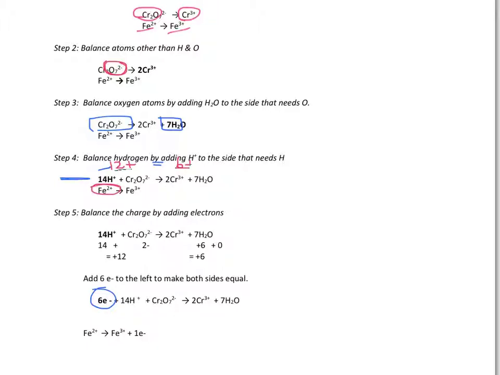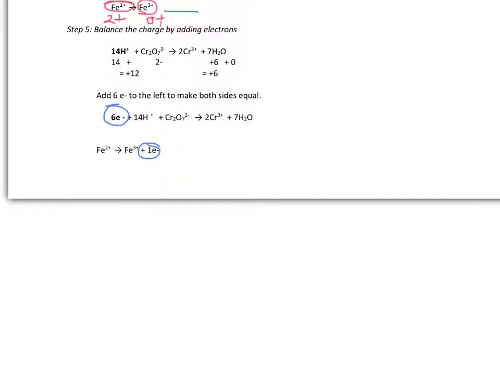The overall charge here on the reactant side is 2 positive. The overall charge on the product side is 3 positive. We'll add electrons to the side with the larger number. How many do we need to add to 3 to get 2? We need to add 1. We've added the electrons, so we have our 2 half reactions.